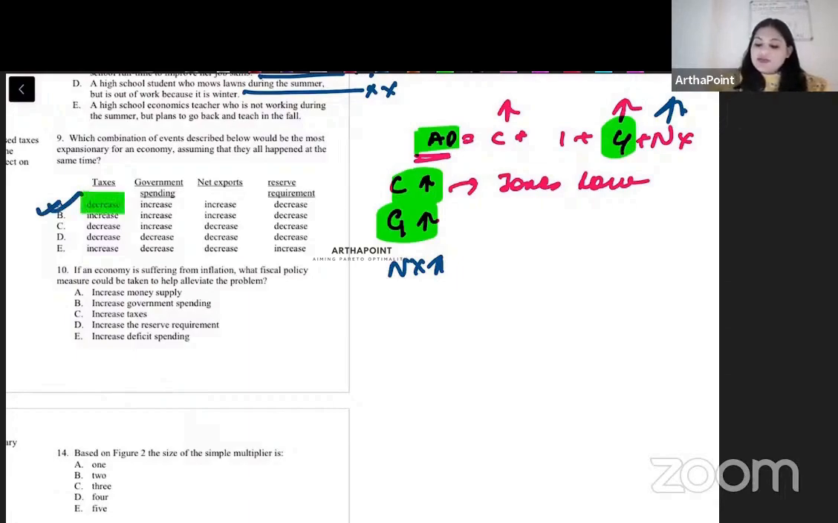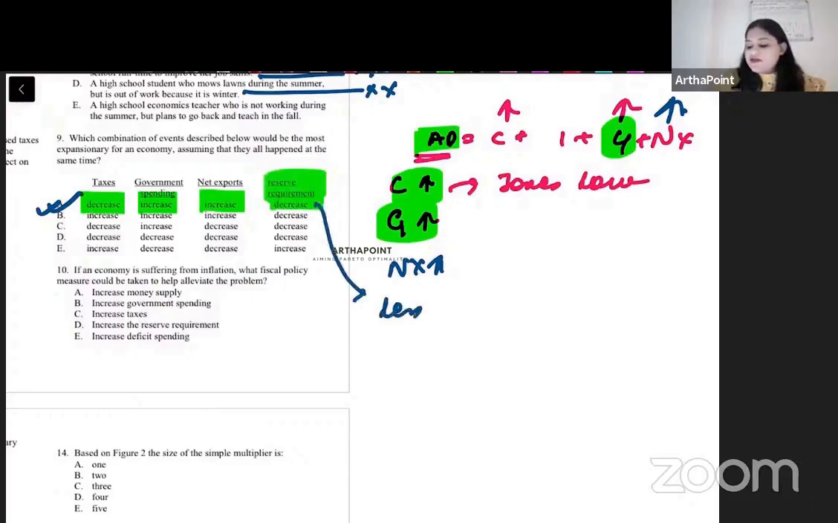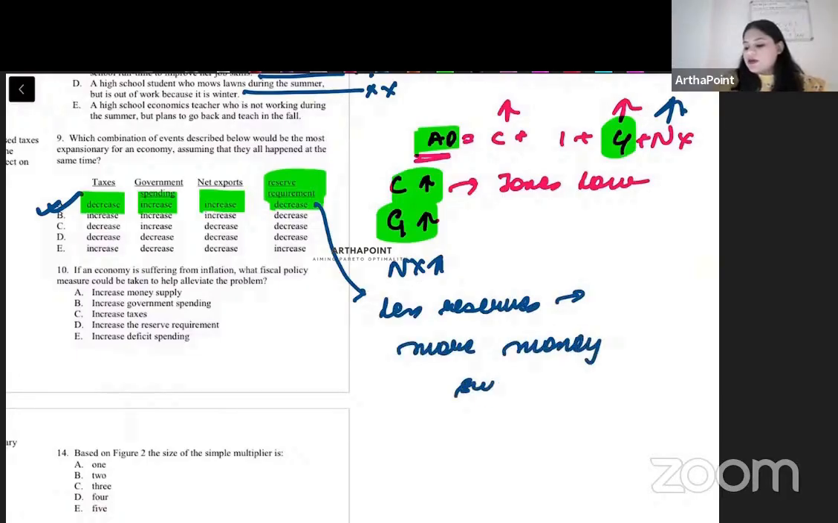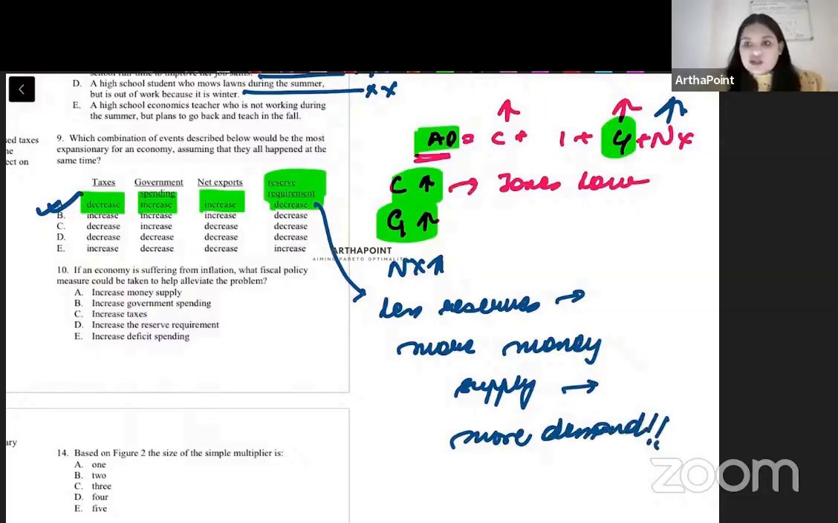Taxes should decrease, government spending should increase, net export should increase, and reserve requirement should decrease. When there are less reserves, there is more money supply. More money in the economy means more demand. That is how you can ensure that this is going to be the correct answer. So the answer to question 9 is A. So now let us go to the next question.